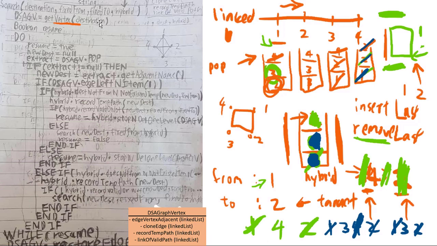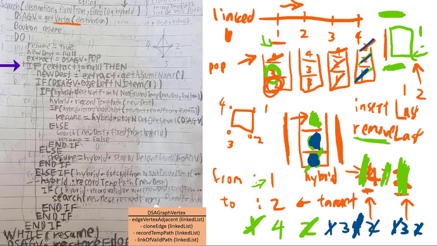So this is the algorithm. Let's look at this one. Resume is equal to true, new destination is null. You're going to call the extract, which is just what I showed you in pop. If extract is not equal to null, this part you can actually remove. I believe there's no chance it's going to be null. I just added it in case of accident. Actually this is not possible. I can't think of a situation where you need to check this.